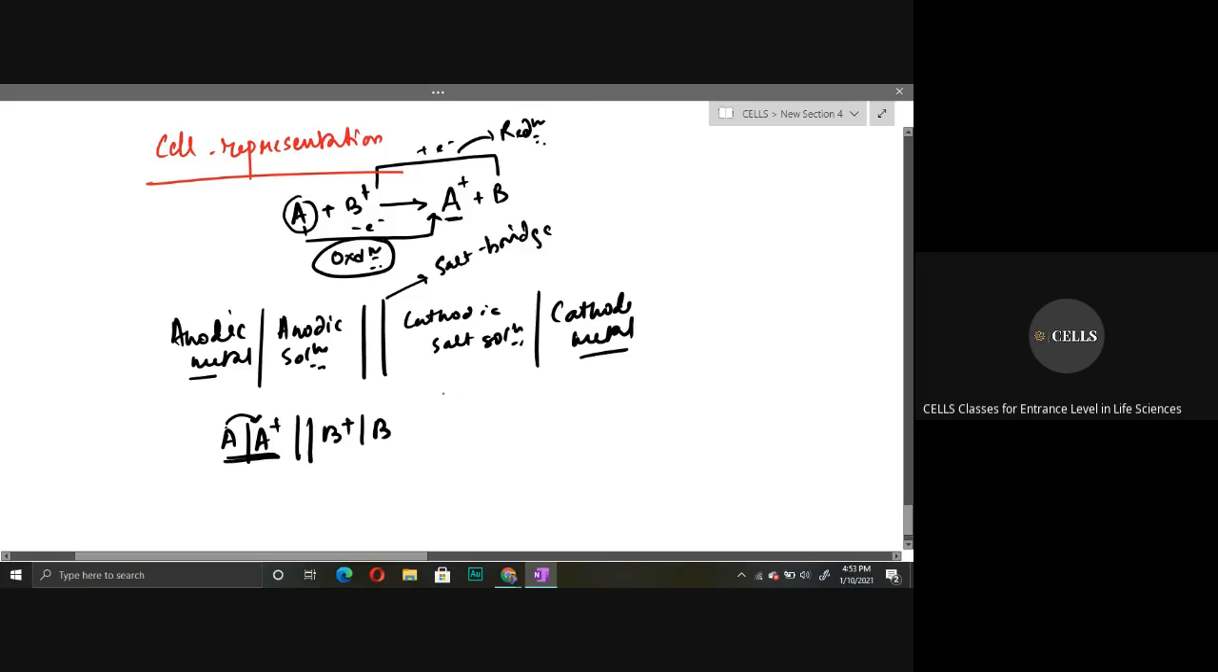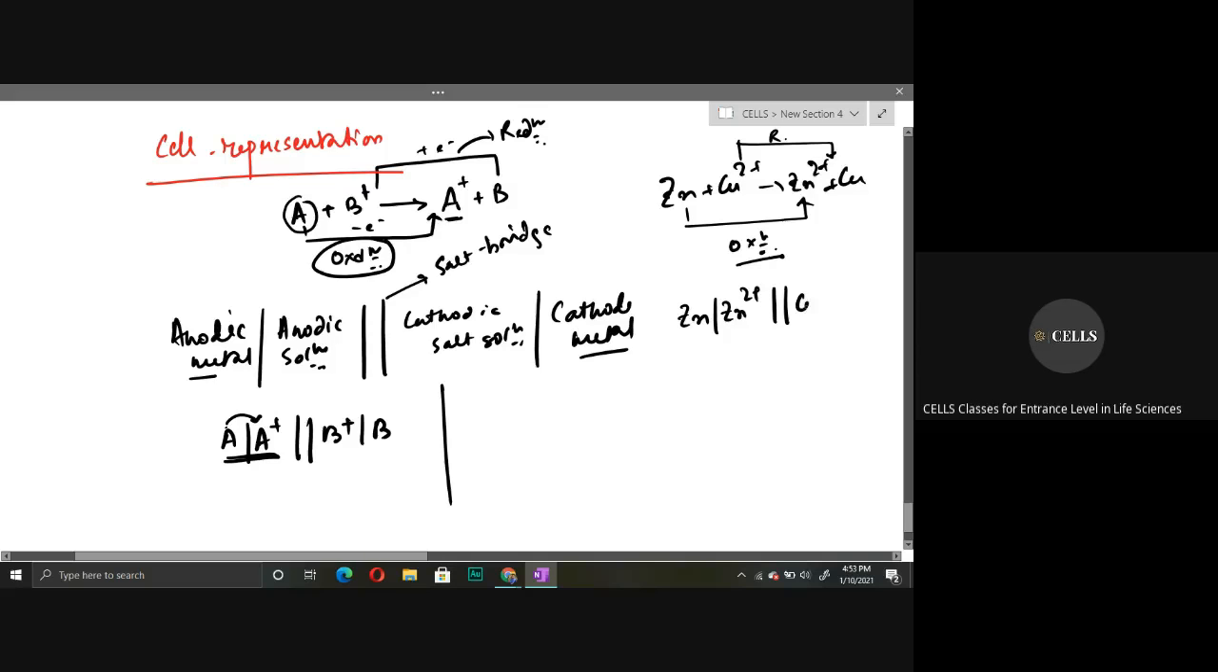Suppose they give you a reaction like Zn plus Cu2 plus gives Zn2 plus plus Cu. First of all, Zn to Zn2 plus is the oxidation, and Cu2 plus to Cu is the reduction. Oxidation half means it will be in the anode portion. So it will be Zn, Zn2 plus, salt bridge, Cu2 plus, then Cu. That is the cell representation.